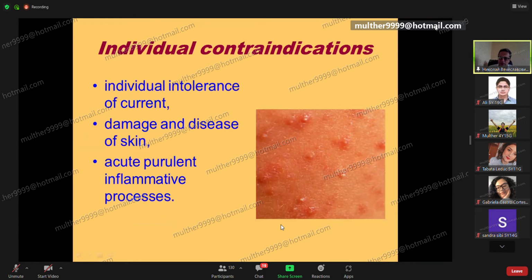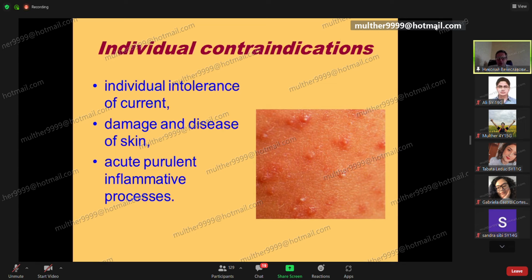as malignant, and as well benign. It was the common contraindication for galvanization. Now you can see the short list of individual contraindications for galvanization.